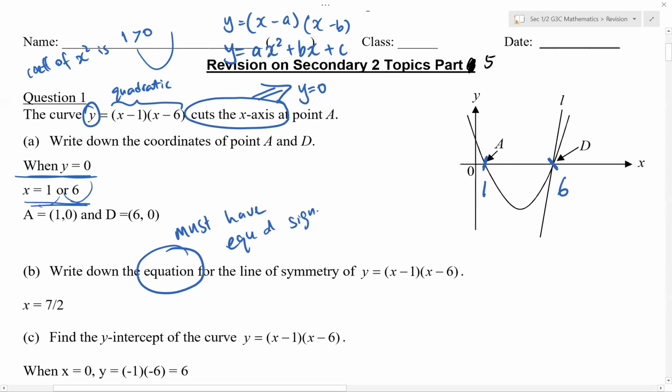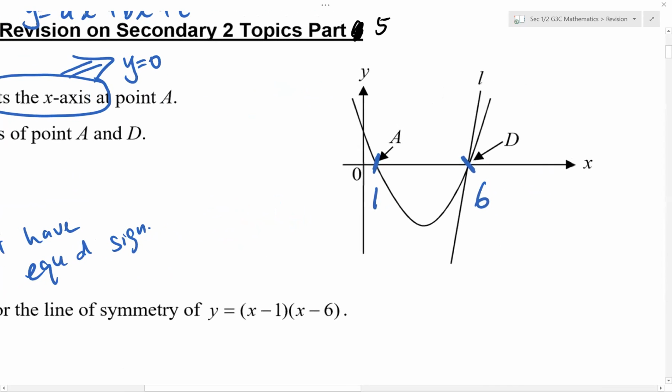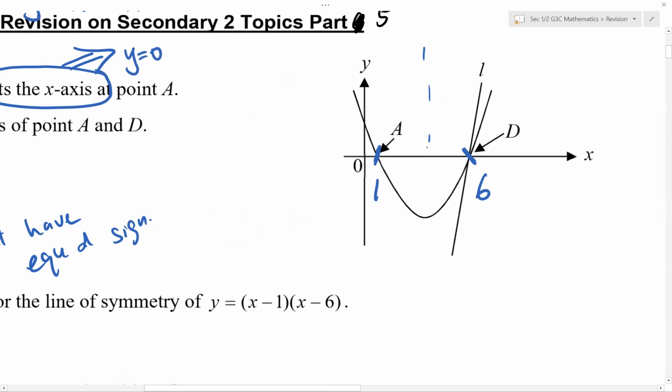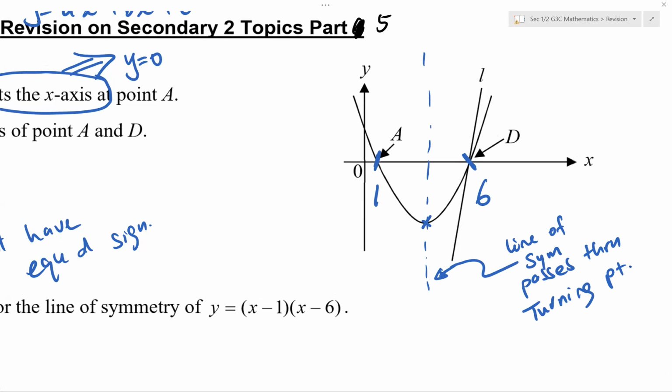Okay, so where is the line of symmetry? We can see, we are all visual creatures. We can see that the line of symmetry is here. It is right smack in the middle. It passes through the minimum point. So another note that you need to write: line of symmetry passes through the turning point. Turning point could be minimum, could be maximum. Line of symmetry will surely pass through the minimum point.